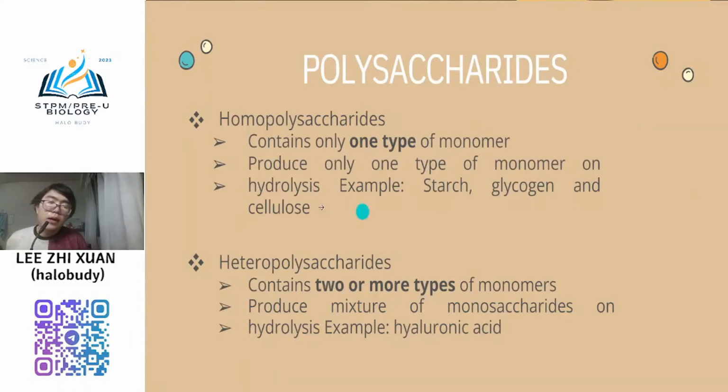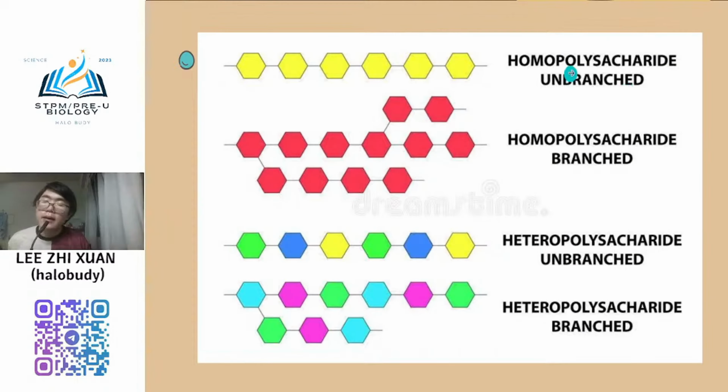Okay, so polysaccharides can be classified into two: either homopolysaccharide or heteropolysaccharide. In our syllabus, we normally focus on homopolysaccharide only. Heteropolysaccharide is not in our syllabus. Polysaccharides are also considered as either branched or unbranched. Very important: unbranched or branched.